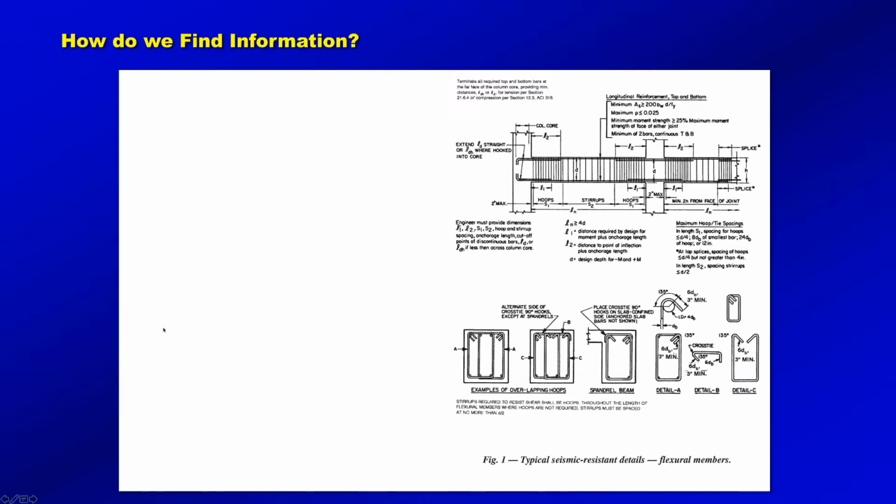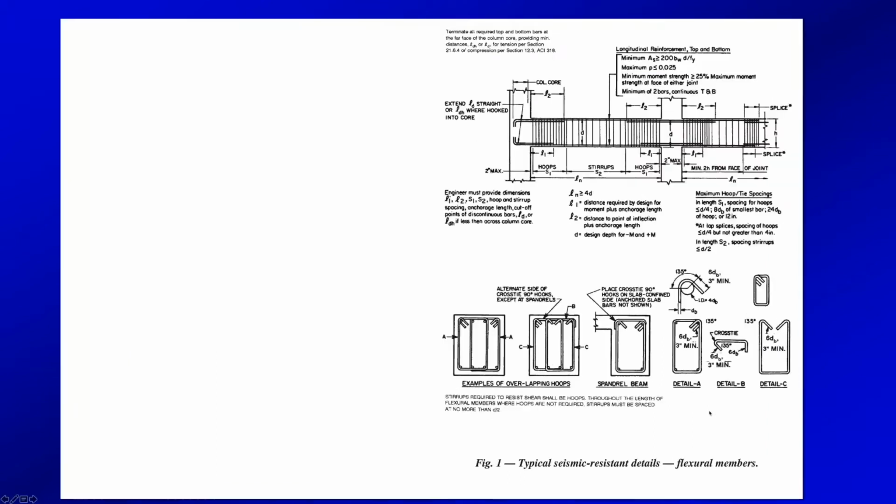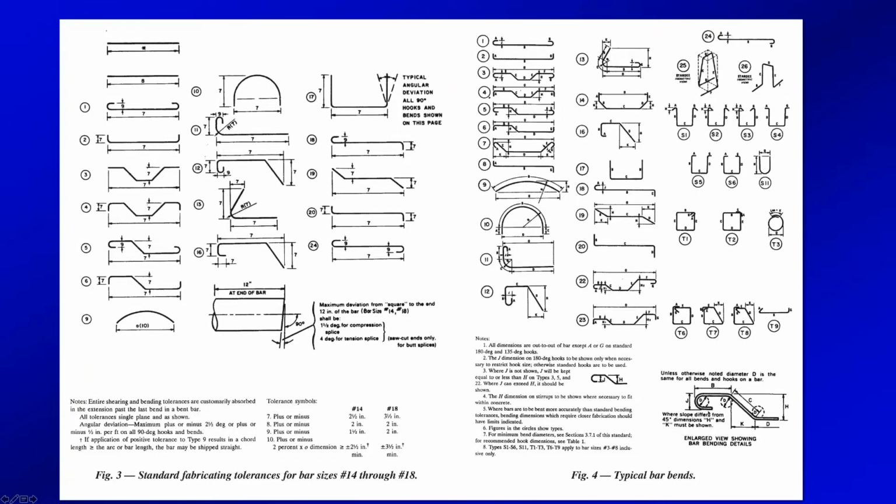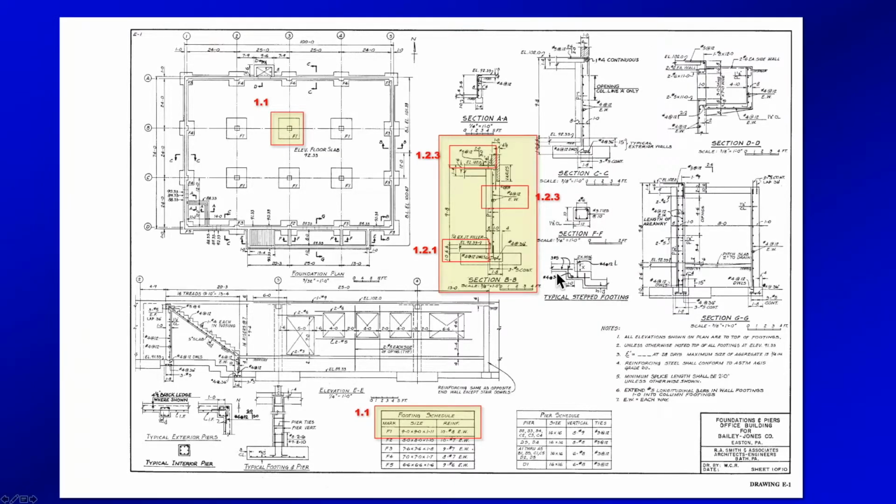All right, so if we look at question number 1, we'll probably just go over this together. It tells you to go to sheet E1. Okay, so the first question says on E1, answer the following questions. What is the typical interior footing designation? The answer to that question would be F1.